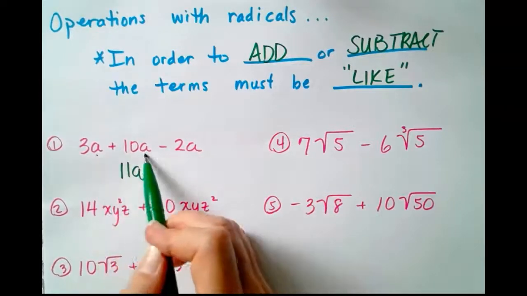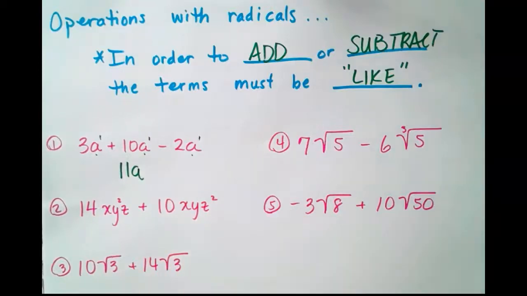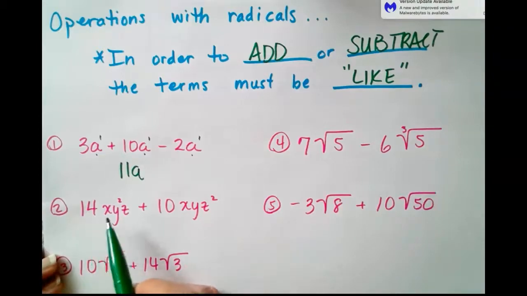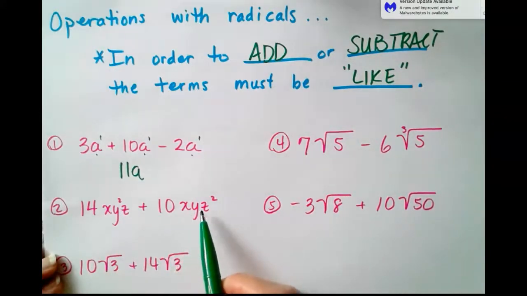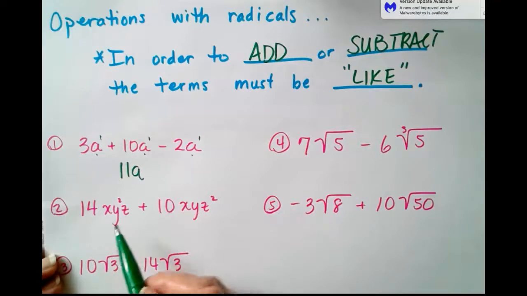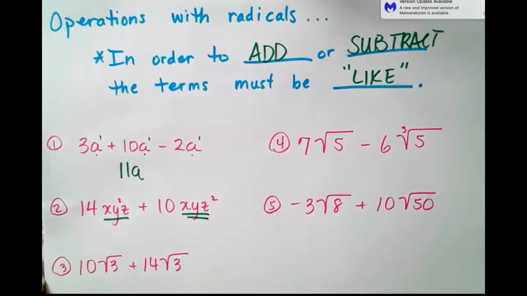So the variable expression is the same. The power is all exactly the same. In order to add or subtract, we must have like terms. 14x squared or xy squared z plus 10xyz squared. So we've got different variable expressions, therefore number 2 is completely simplified.